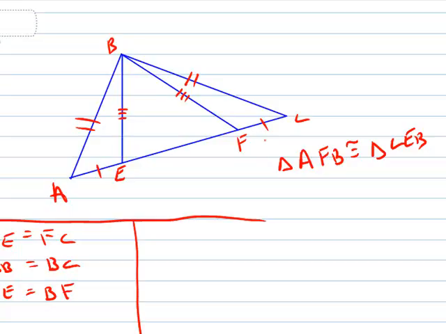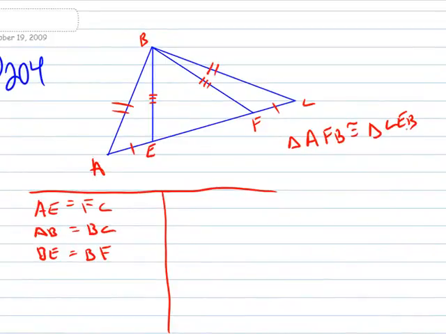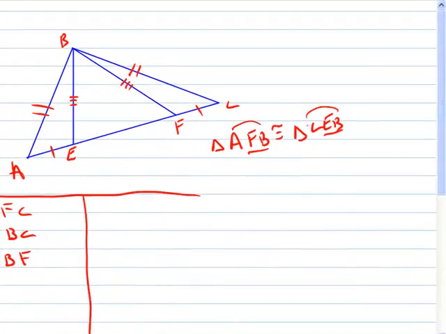Because in order to say side, side, side, you have to say that 3 sides are equal. You have to say that AF and CE are the same, and we have to work on that one. You have to say that FB and EB are the same, and we got that. And you have to say that BA and BC are the same, and we've got that. So we have 2 out of 3 pieces for side, side, side.